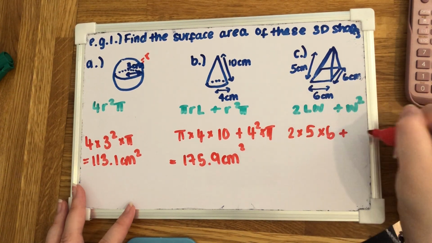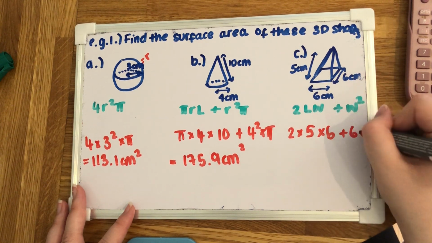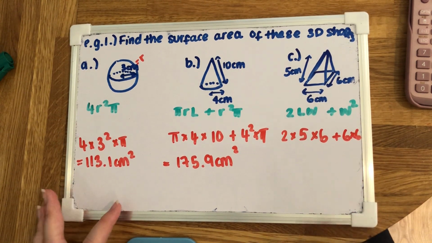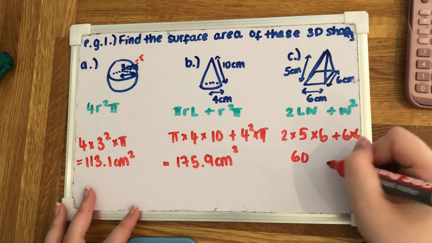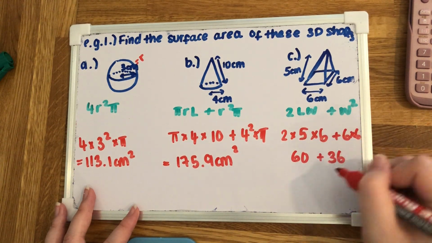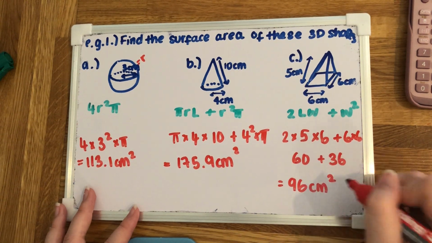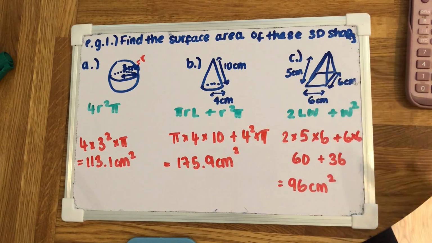Then we add on the area of the base, so that will be 6 times 6, or 6 squared, and then we work out the numbers. That's going to be 60, plus 36, added together 96 centimetres squared. This is the most logical one, I think, just thinking about using nets. These ones are a little bit harder because you just need to remember the formulas.